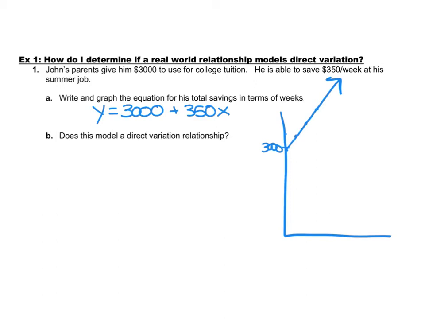So does this model a direct variation relationship? No, it does not, because it's not going through the origin. It doesn't start at 0 and go up at this proportional rate. So the answer to that is no.